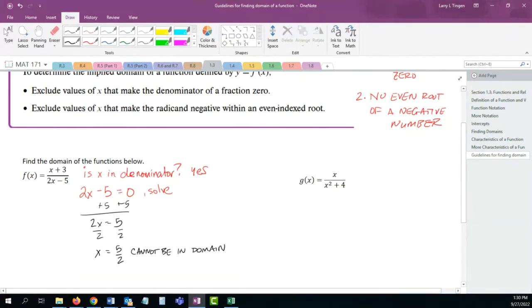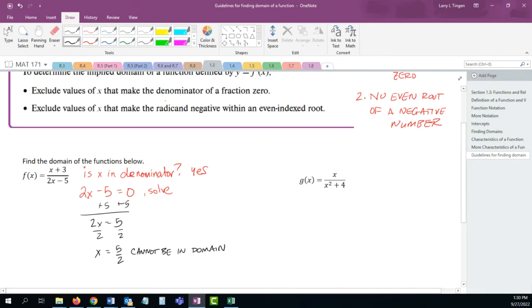right? Because if I plug in 5/2 for x, I don't care what the numerator does, the denominator goes to 0, right? 5/2 times 2 is 5, 5 minus 5 is 0. So 5/2 is removed. So there's half of the rules. I have removed the chance of dividing by 0. There's no other way the denominator is 0.